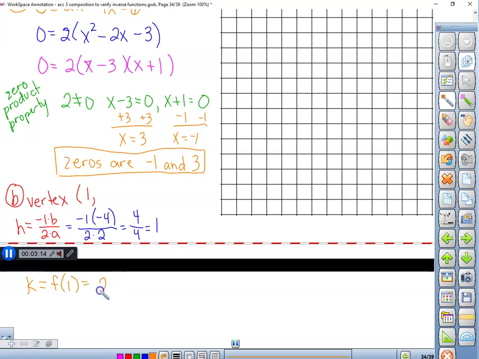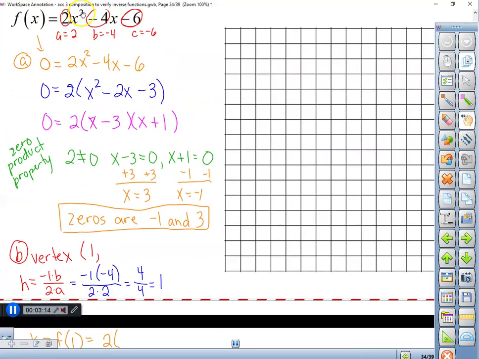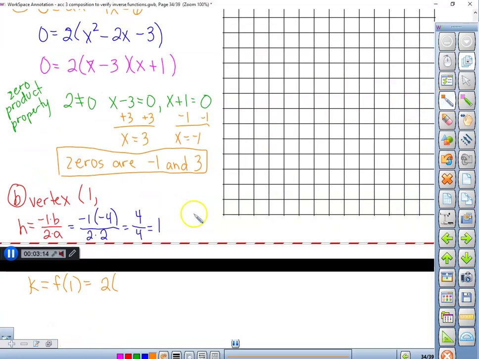And this is going to give us 2 times 1 squared minus 4 times 1 minus 6. Now we want to use order of operations to simplify this. So we have 1 squared, which is 1. So this is 2 times 1, which is 2, minus 4 times 1, which is 4. So 2 minus 4, minus 6.